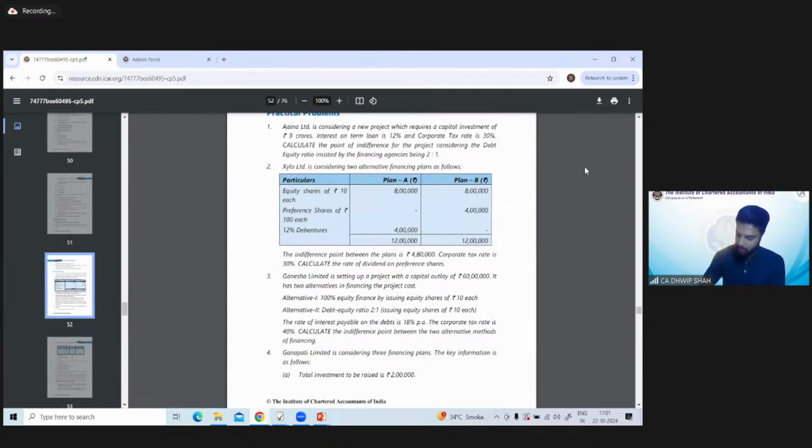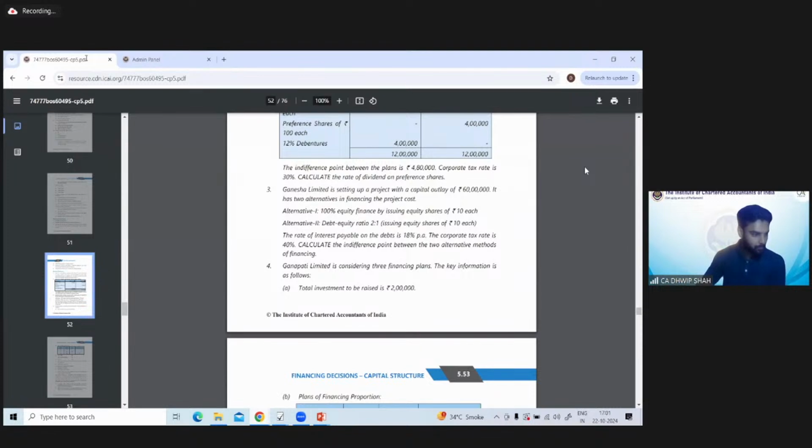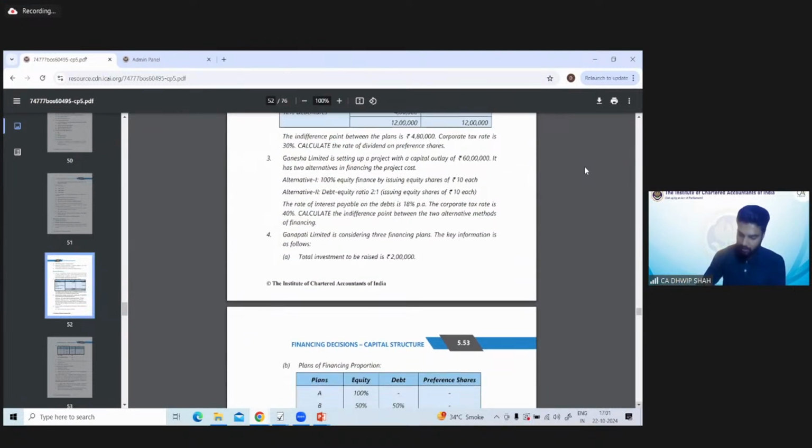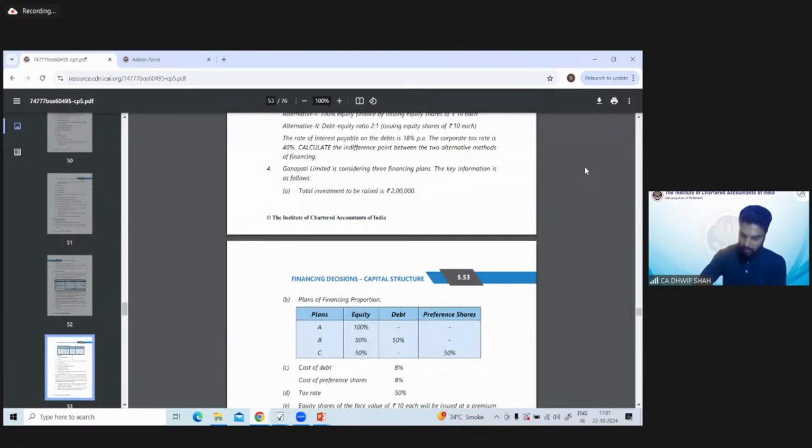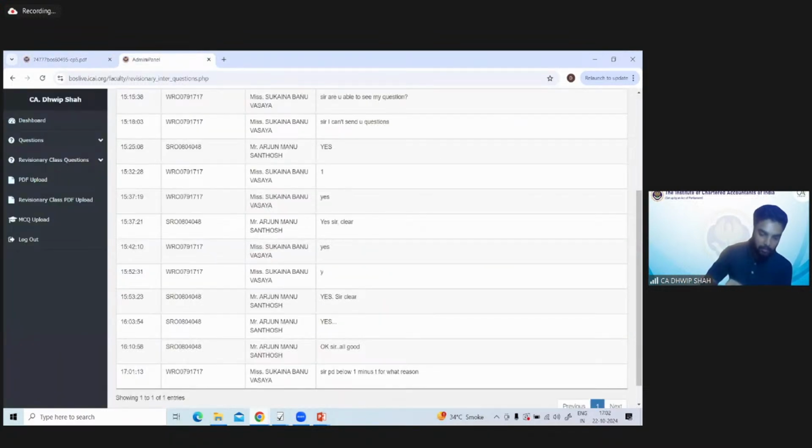Question 4, page number 5.52. ठीक है. Let's solve this complete package question. And किसी को कोई भी डाउट हो, any queries, you can stop me in the middle. You can ask in the chat box. You can ask in this query portal as well.